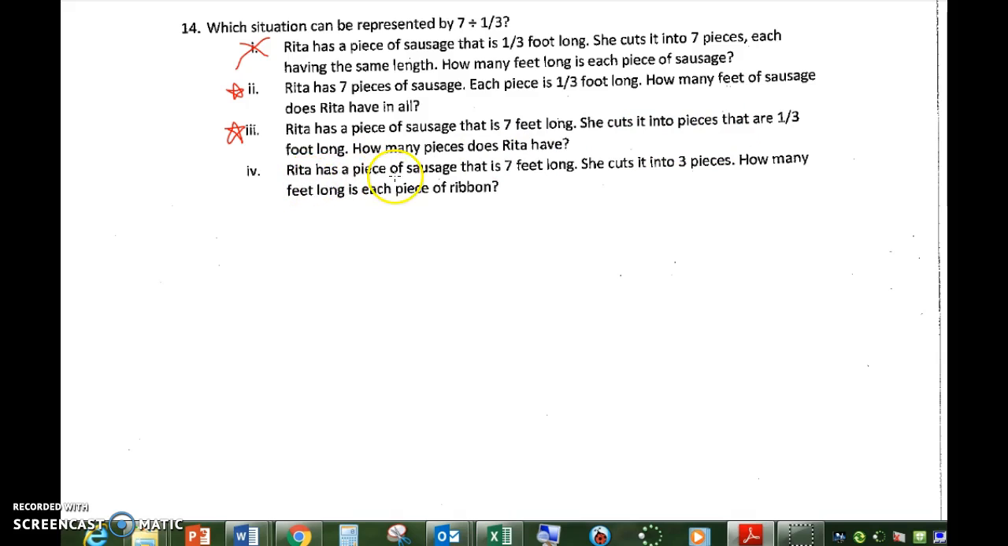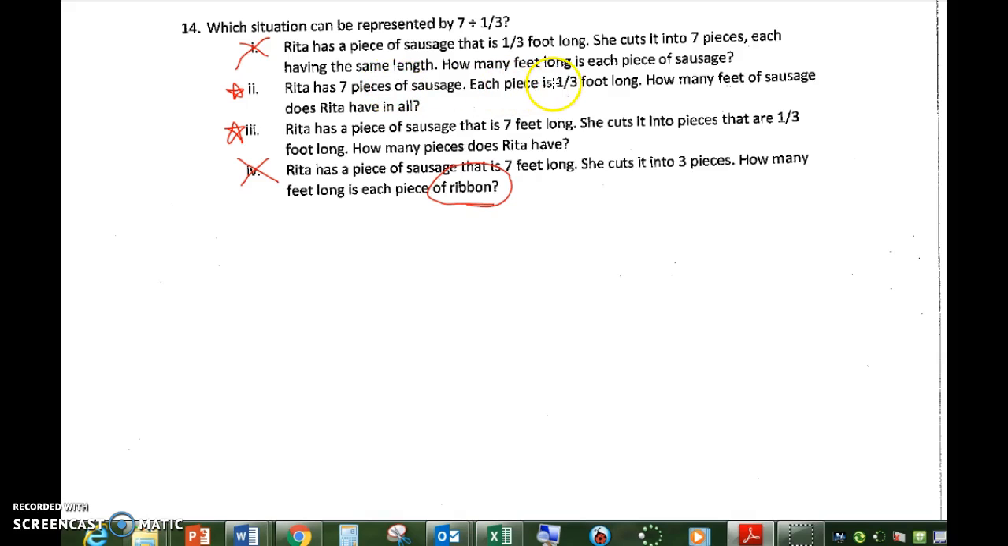And then the last one: Rita has a piece of sausage that is 7 feet long. She cuts it into 3 pieces. How many feet long is each piece of ribbon? Huh? Don't fall for this. Just because they said the wrong word doesn't mean it's the wrong answer, but in this case it is wrong. All right, so now we're down to 2 answers.